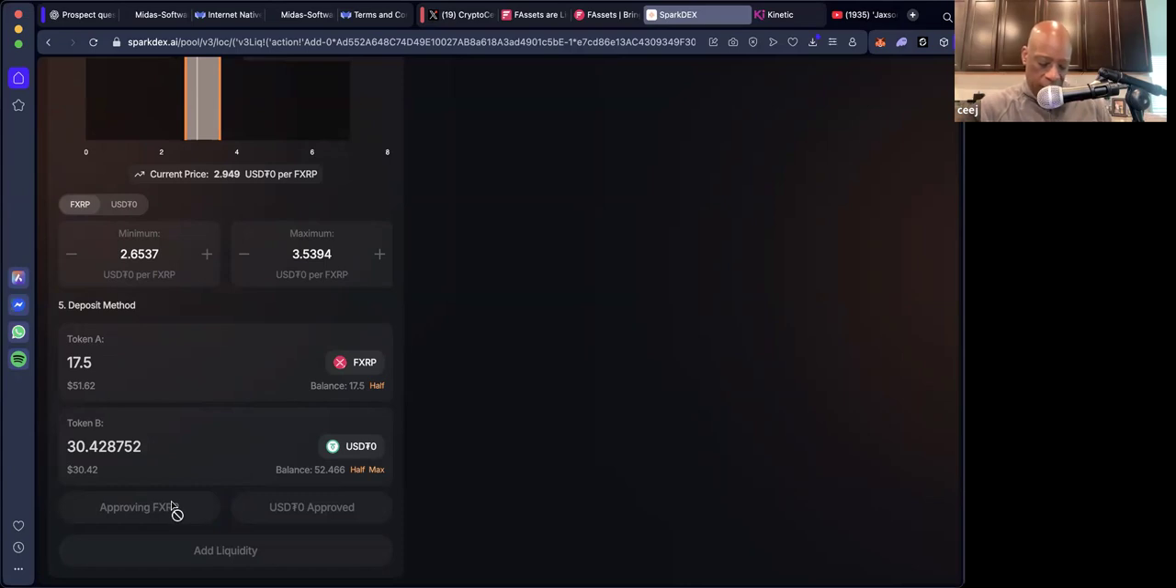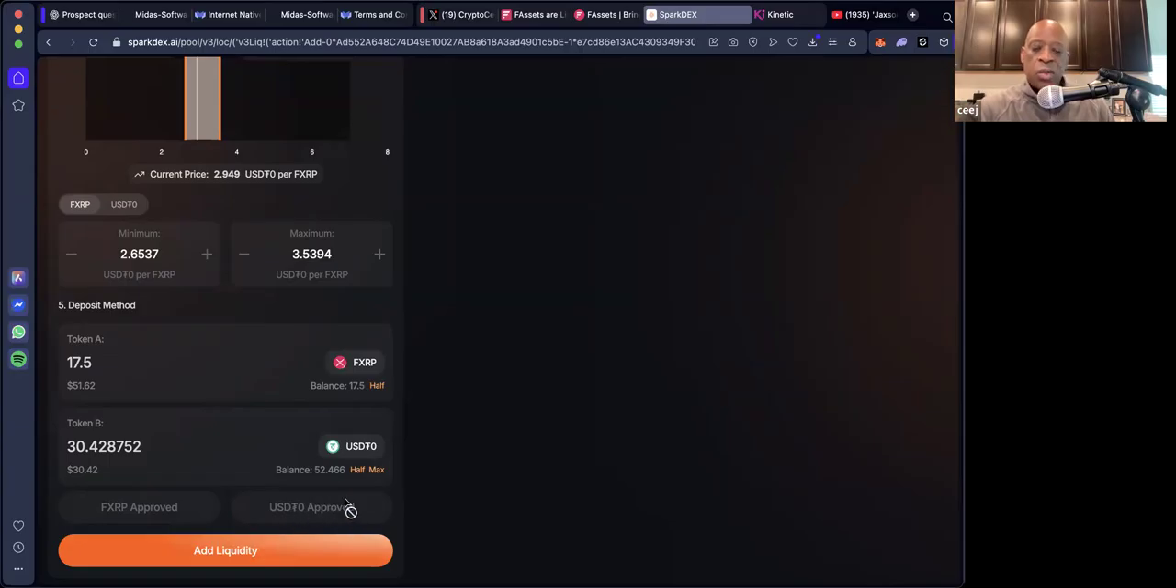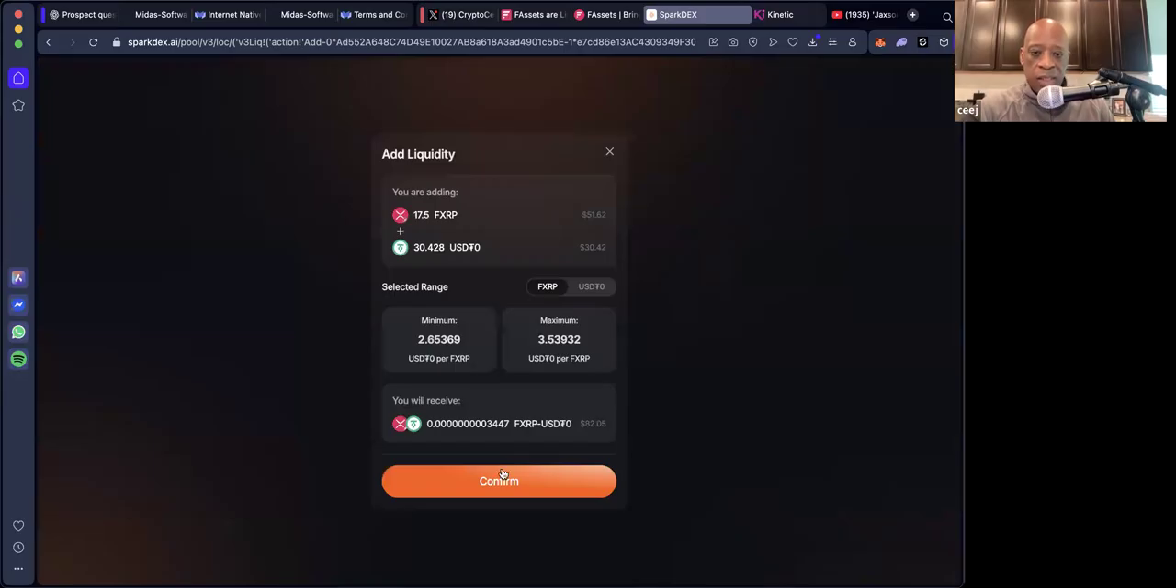Confirm it in the wallet. FXRP is approved. The reason I didn't have to approve USDT0 is that I already approved the spend of USDT0 when I entered another liquidity pool months ago. So now I'm just going to click add liquidity, right? I'm going to click add liquidity.